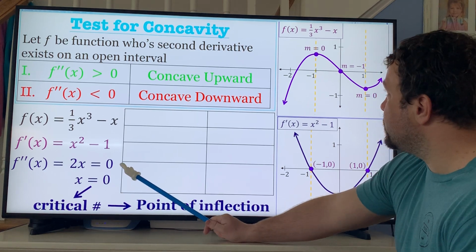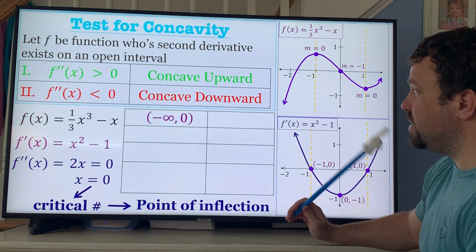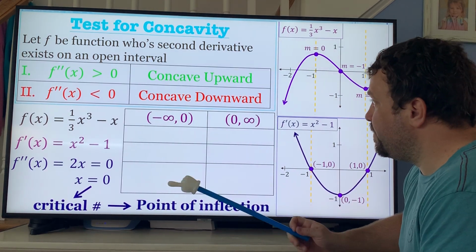Since 0 is where this changes, you go from the lowest possible number, which is negative infinity, to 0, and then 0 to the highest possible number, which is positive infinity.